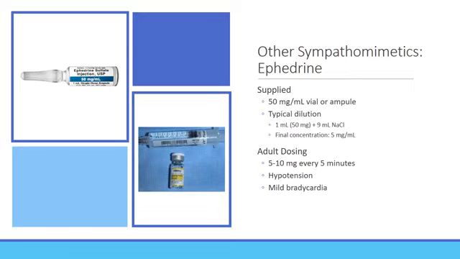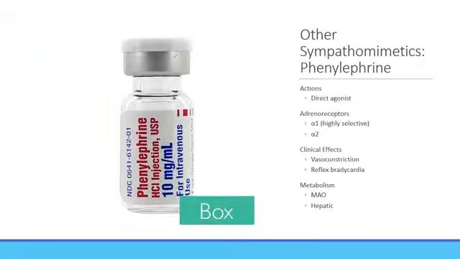Because it comes in a more concentrated form, we need to dilute it down. So what we're going to do is take a 10 cc syringe with 9 mLs of dilution fluid, so a normal saline typically, and we're going to dilute that vial into that fluid so that our final concentration is 5 milligrams per ml. Another sympathomimetic that we'll talk about is phenylephrine.